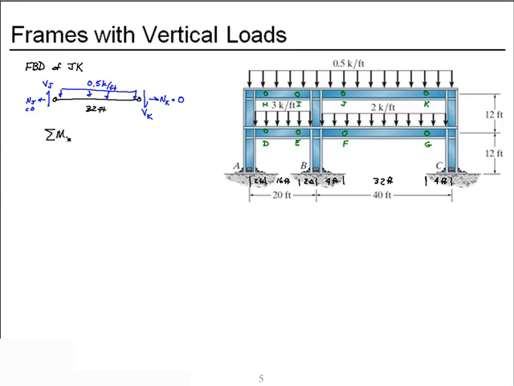So we sum moments about point K, choose clockwise as positive. We have the shear at J through 32 feet. Coming back the other way, we have our distributed load acting over 32 feet, acting at 32 feet over 2. That gives us a shear at J of positive 8 kips. Now free body diagram of the segment right below it, FG.